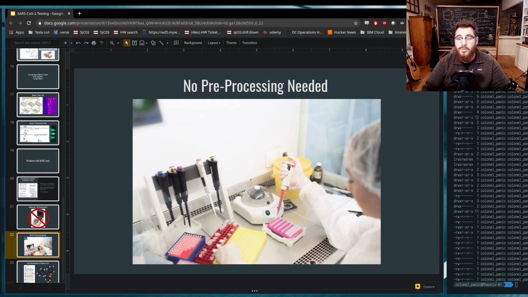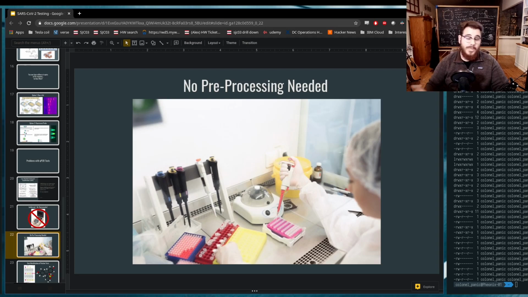Also, there is no pre-processing needed. Now, this is kind of a double-edged sword here. Technically speaking, LAMP tests are significantly less prone to contamination, and therefore you can run the samples raw, meaning unlike a qPCR, where they'd have to take a mucus sample and then isolate the RNA from the mucus, with a LAMP test they don't have to do that. They could run the sample raw with the mucus and then just let the LAMP process take over. However, that significantly reduces the sensitivity of the LAMP test.